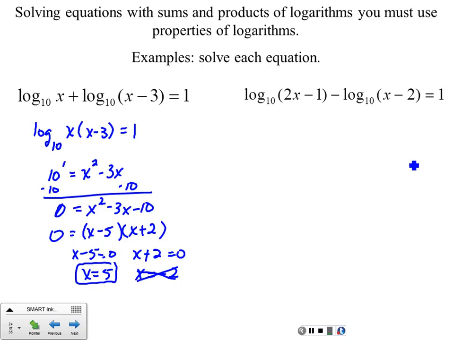But, word of caution, that's not always going to happen. Sometimes you can come up with x is equal to a positive number and you plug it back into your argument for your variable and you come up with a negative number, which means there's no solution.